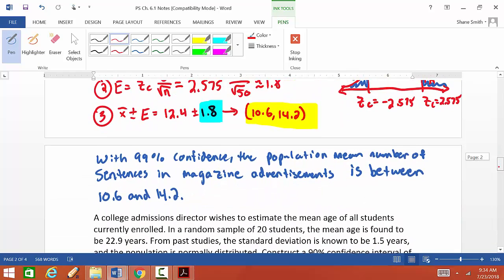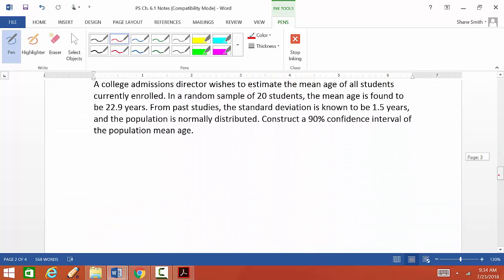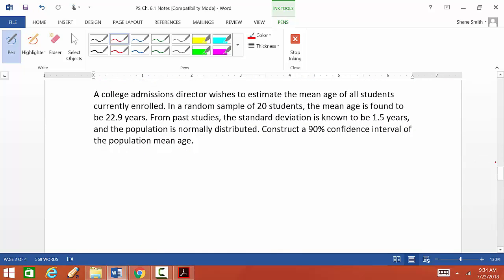All right. So try to do the next one on your own because this is a totally different problem, but it's still the same concepts that you're applying. So try to do the 3 steps to calculate the confidence interval and see what you come up with. Okay, so hopefully pause the video to attempt this on your own.